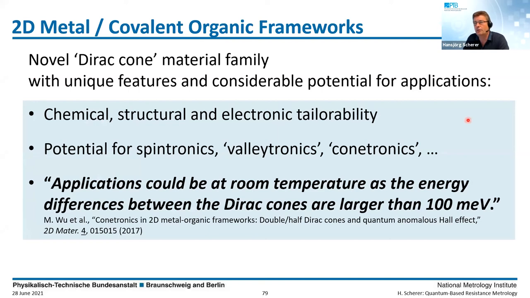These systems are, of course, interesting for us metrologists, because they may, as hoped, provide unique features and considerable potential, as they might provide a certain chemical and structural and, last but not least, electronic tailorability. And they give rise to spintronics, valleytronics, as they call it, conetronics. And even then the applications could hopefully be at room temperature. And this is now a citation from this paper: the energy differences between the Dirac cones are larger than 100 milli electron volts. This is a prediction. We have to see if all this works out.